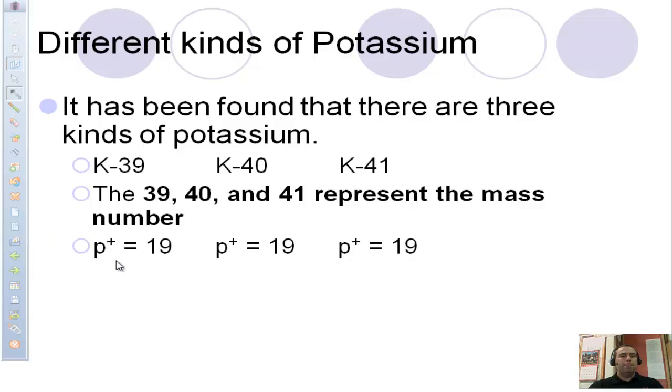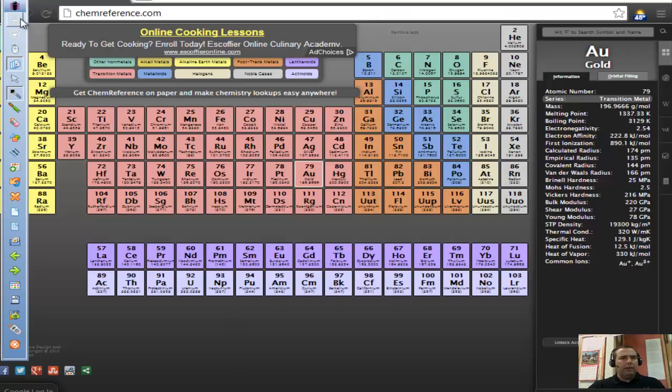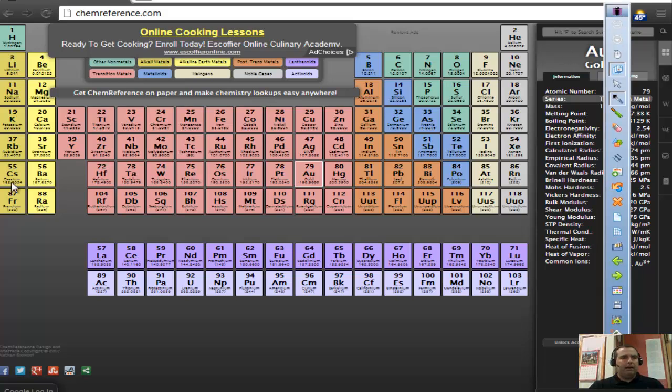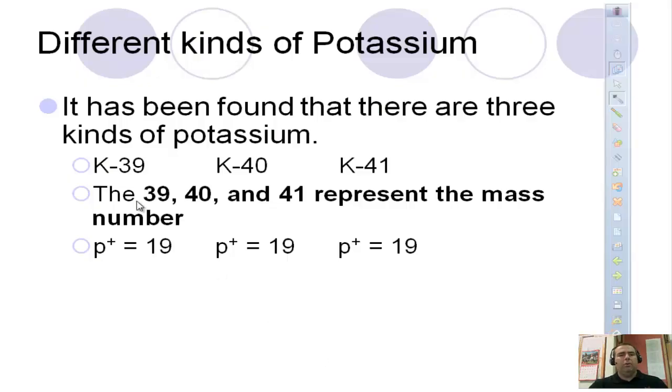Now, because it's potassium, find potassium on your periodic table. When you find potassium on the periodic table, it's located over here to the left. Let me move that out of the way. Right there. There's K, potassium, number 19. So we know that potassium is going to have 19 protons. That's potassium, 19 protons.